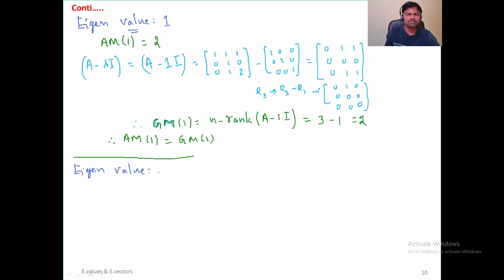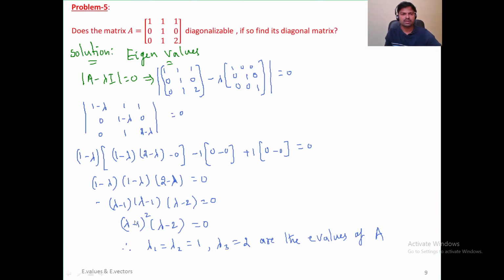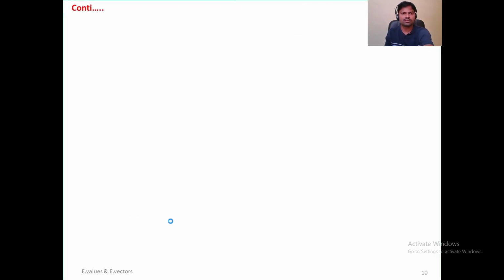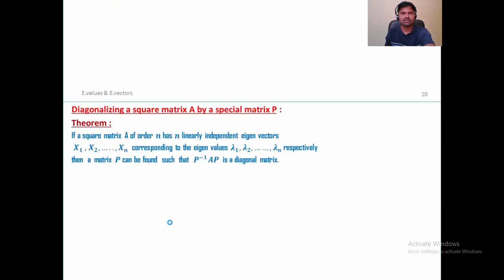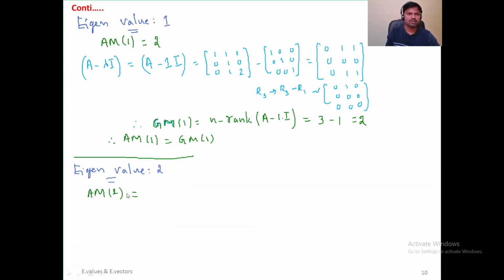What is the next eigenvalue? 2, right? The second eigenvalue is 2. Again, what I want is the algebraic multiplicity of the eigenvalue 2. So go back and look at the characteristic equation. In that, the factor for lambda equals 2 has nothing as a power, which means 1. So the algebraic multiplicity of the eigenvalue 2 is 1.